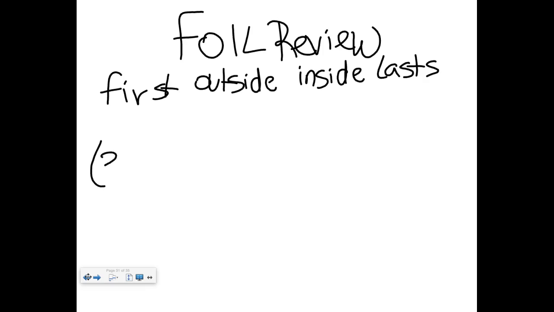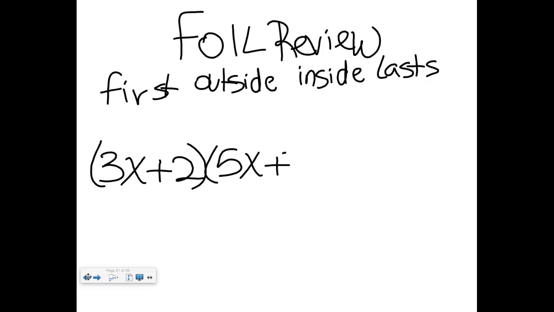So this right here, we're going to multiply these two together. So we know this is a binomial times a binomial because we have two things times two things, okay? So reminder, I'm going to multiply my first, so I'm going to multiply the 3x to the 5x. Reminder, when we do that, we're going to multiply our front numbers, so I'm taking 3 times 5, which is going to give us 15. And reminder, when we take x times x, I'm going to have x squared.